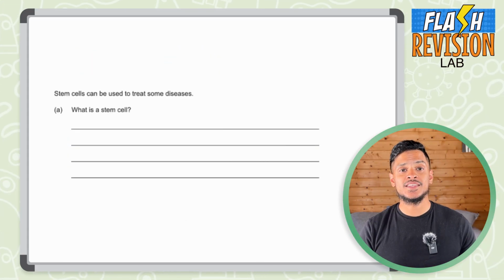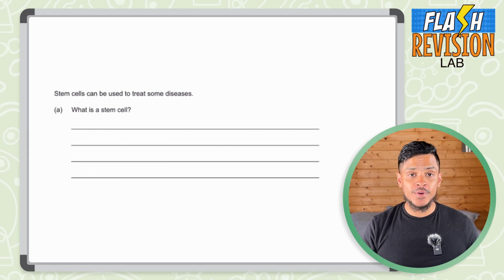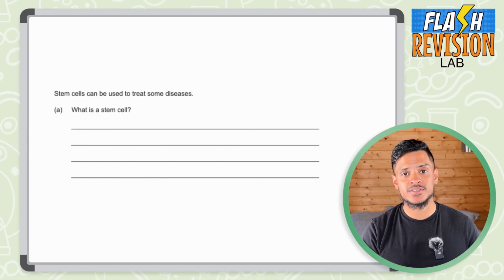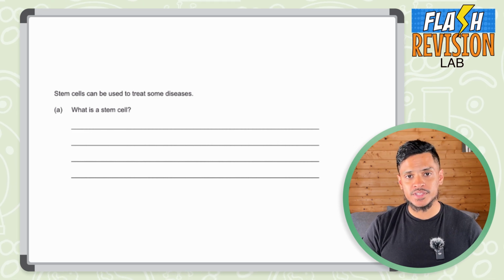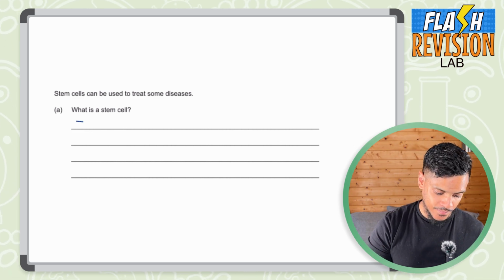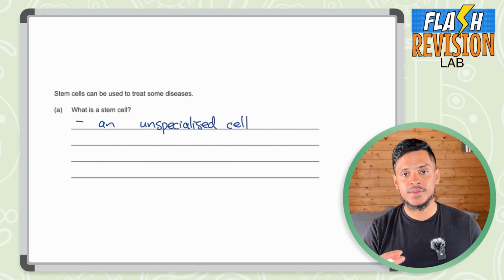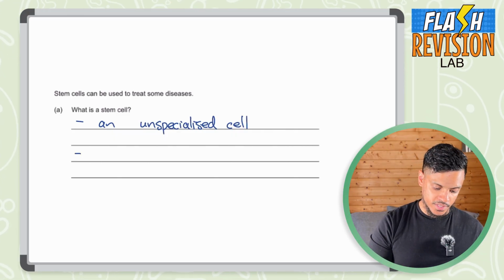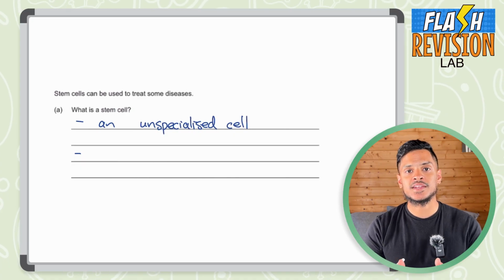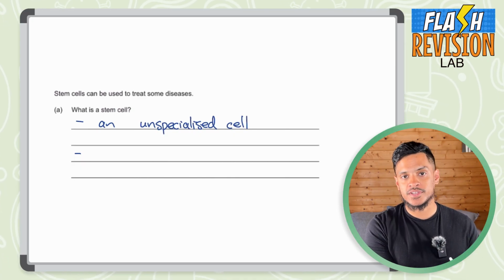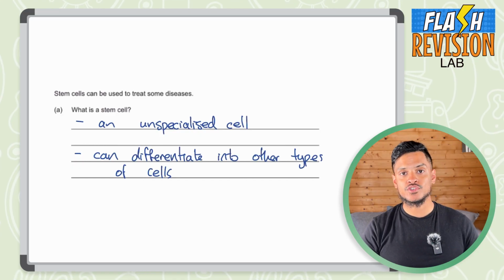Okay, so we've got an easy definition here for what is a stem cell. So it's 2 marks. So you can't just say it's an unspecialized cell or undifferentiated cell. You have to say 2 different points. First mark, we can say an unspecialized cell, but you have to say more now for the second mark. So what is it that we can say? What can an unspecialized cell do? It can differentiate into other types of cells. That's the definition of a stem cell. And that's how you get 2 marks there.